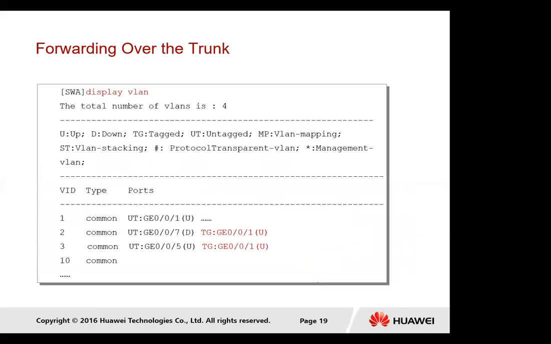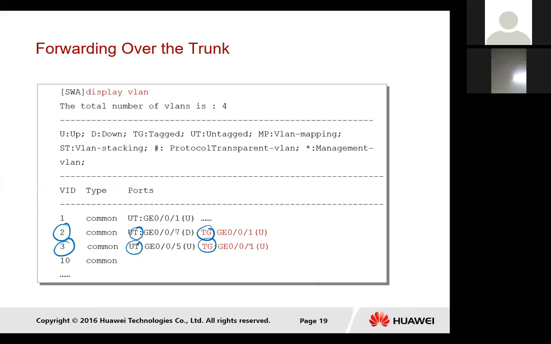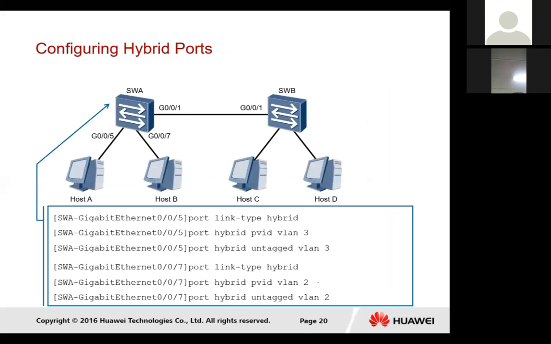And for you to check, you will find here that I have VLAN 2 and VLAN 3. VLAN 2 untagged from port 7 and port 5, tagged on port 1. This tells you which port is tagged and which port is untagged, based on the display vlan command.